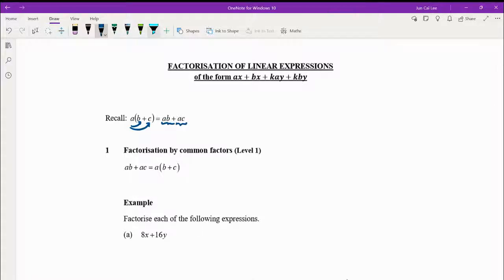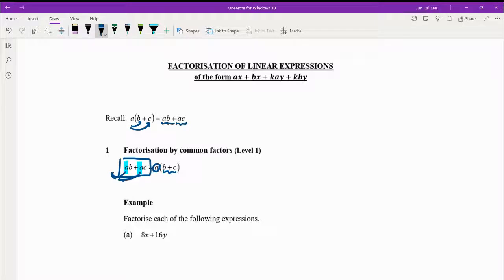In factorization, on the other hand, we do the reverse, namely, given a sum of AB and AC, with a factor in common of A, you take A out of the picture. What is left is the sum of B and C, and you multiply this by what you have taken out, which is A. This is what we do in factorization, which is to express a sum of terms as a product of terms.